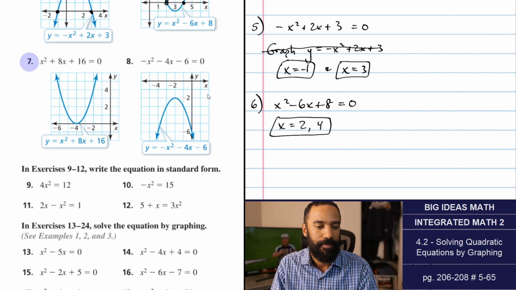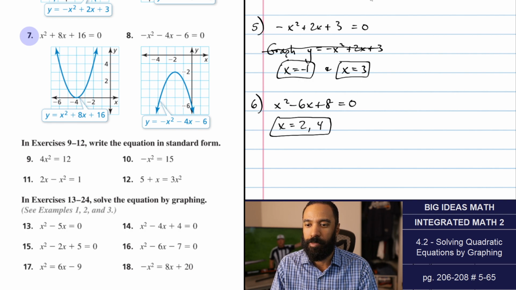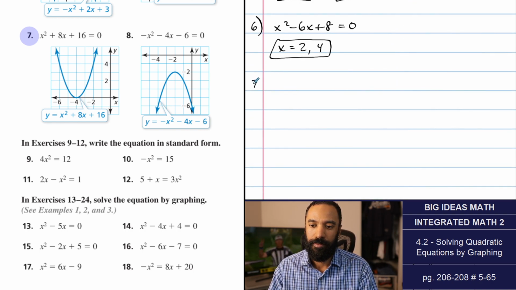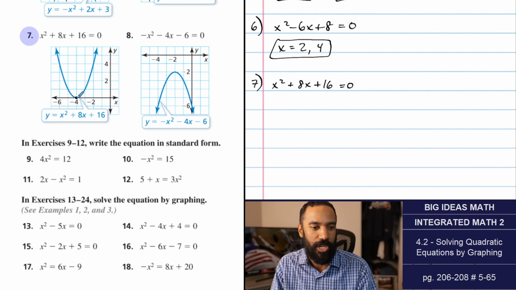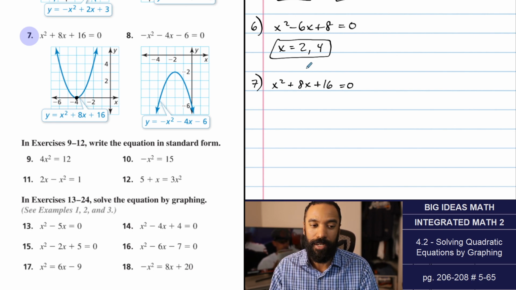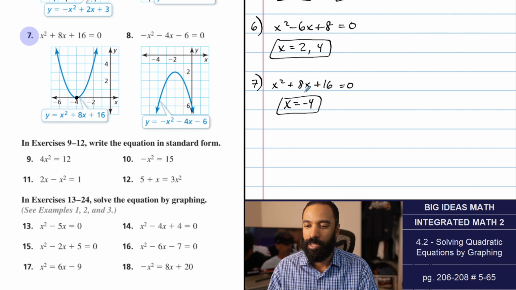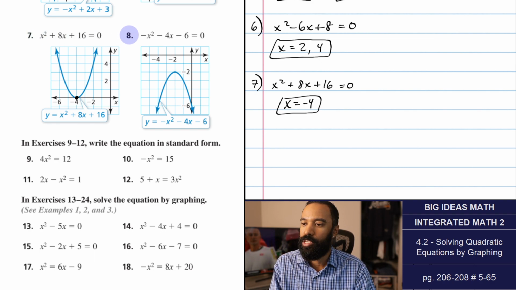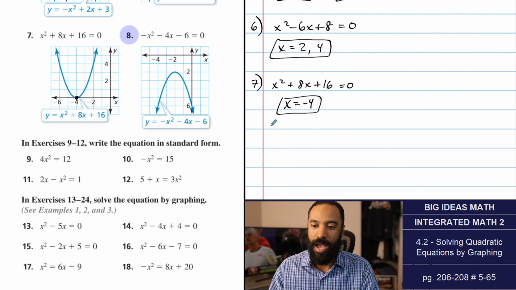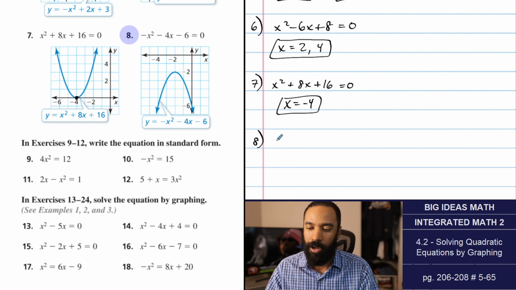Number 7, x squared plus 8x plus 16 equals 0. Look at this graph here. It only crosses the x-axis once, and that's just at -4. It bounces right off of that and doesn't hit again. Only one solution, x equals -4, only. It's a repeated root.